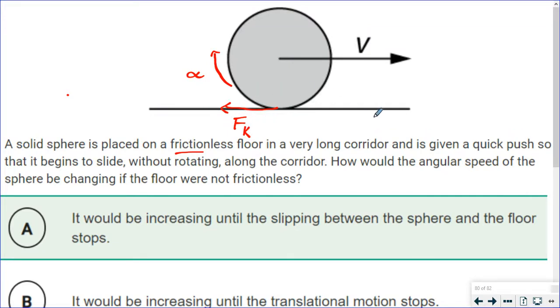Now, the transition between the kinetic friction and static friction force is what it's asking about. What would happen to the angular speed of the sphere? Well, because it's accelerating, it's going to start out at 0, and then it's going to accelerate up to v equals omega times r, at which point it would be rolling without slipping, and that's going to happen rather quickly. So angular speed would be increasing until the slipping between the sphere and the floor stops, and at that point, velocity would equal omega times r, and that's your answer for that particular problem.